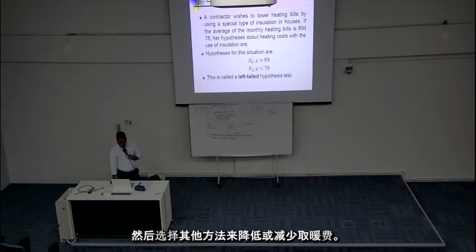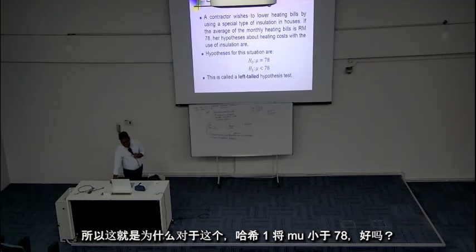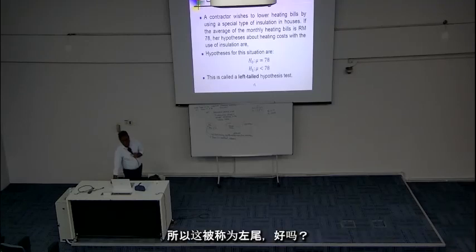And then the H alternative is always to lower or to decrease the heating bill. So for this one, H1 will be mu is less than 78. This is called a left tail.